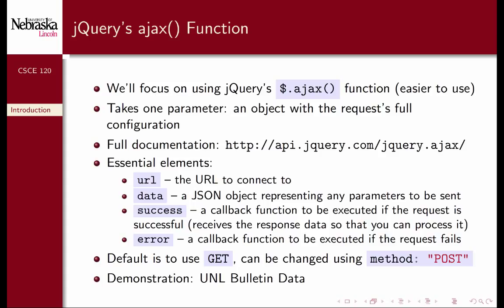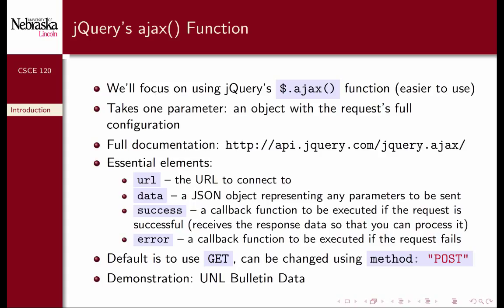It's an object with the request's full configuration. Full documentation can be found here, but the essential elements that we'll use are the following four pieces of data. A URL, indicating the web address that we want to connect to. Data, which is a JSON object representing any parameters that you want to be sent as input to the server.